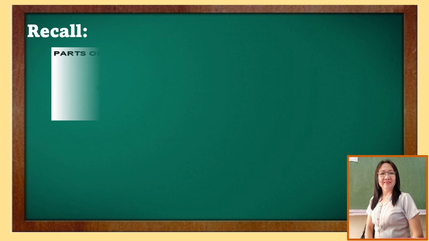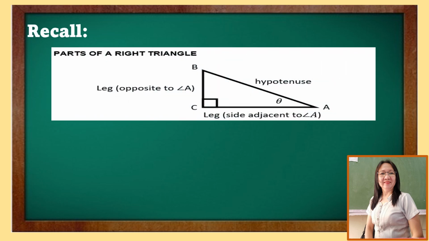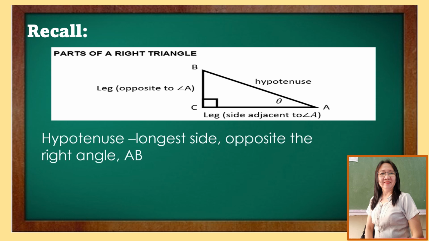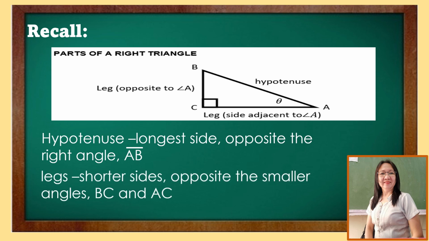Now let us recall the different parts of a right triangle. In the figure, we have right triangle BCA with right angle at angle C. Recall that the hypotenuse is the longest side of the triangle. It is always opposite the right angle, so it is our segment AB. Then we have two legs, which are the shorter sides. These are always opposite the smaller angles, so these are side BC and side AC.